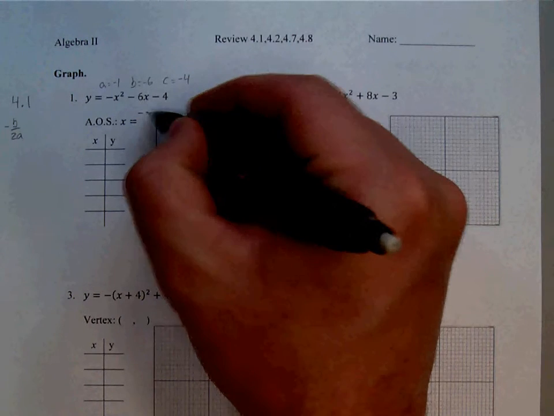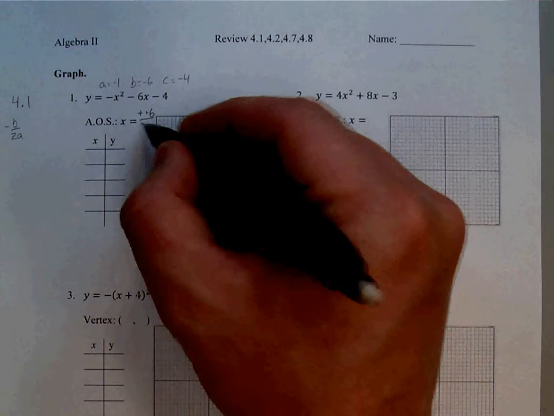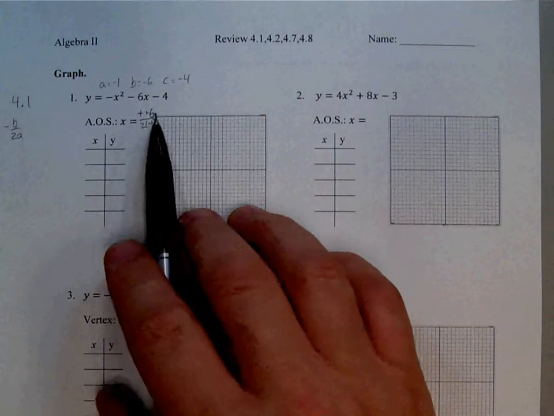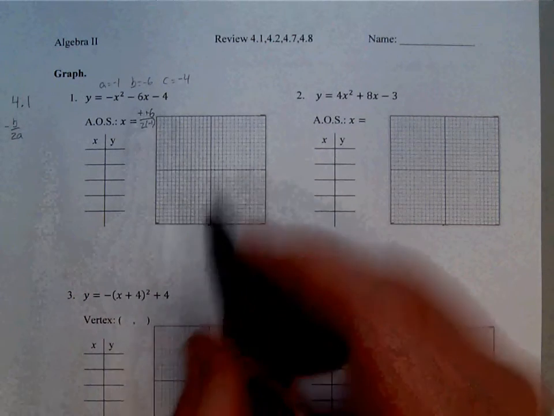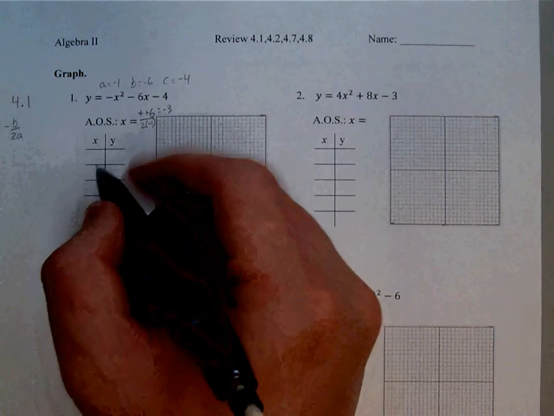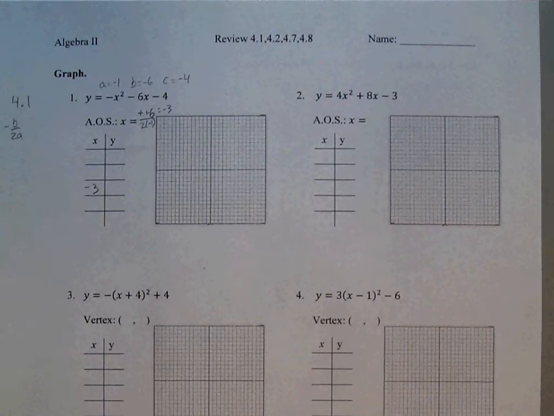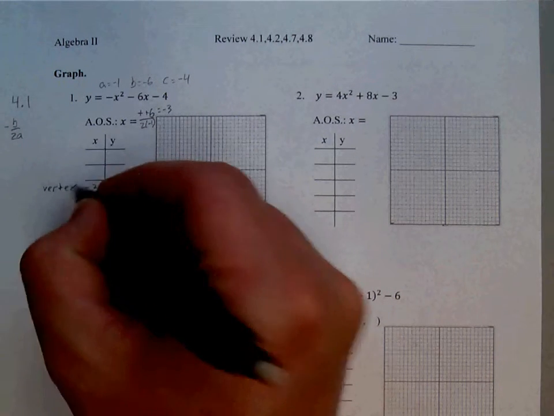So x equals negative b. b is a negative 6. That's a negative 6, which is going to become positive, over 2 times a, which is negative 1. I'm going to run out of room here, but I get positive 6 over negative 2. 6 divided by negative 2 is negative 3. That's the number that's going to go in the middle of my table of values, and it is part of my vertex.